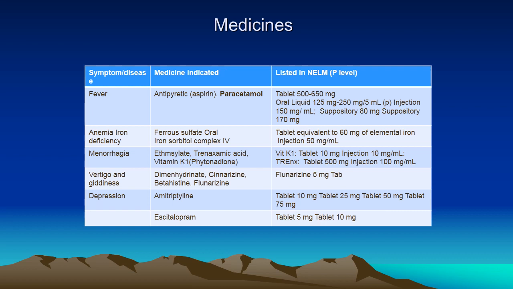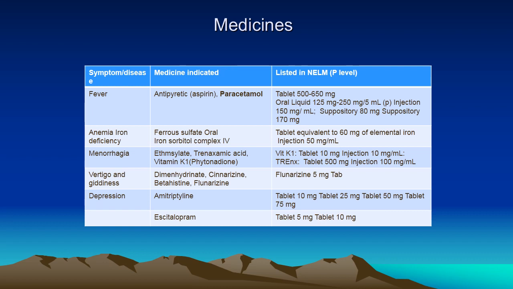As we know, for fever, aspirin is available and paracetamol is available, but we will prefer paracetamol because of efficacy and safety, and because of lower cost. And the National Essential Medicine List also at primary level recommends paracetamol in various dosage forms. Similarly, for anemia due to iron deficiency, ferrous sulfate is the standard care, and if required, iron sorbitol complex IV can be given, and they are also found in the essential medicine list at national level.